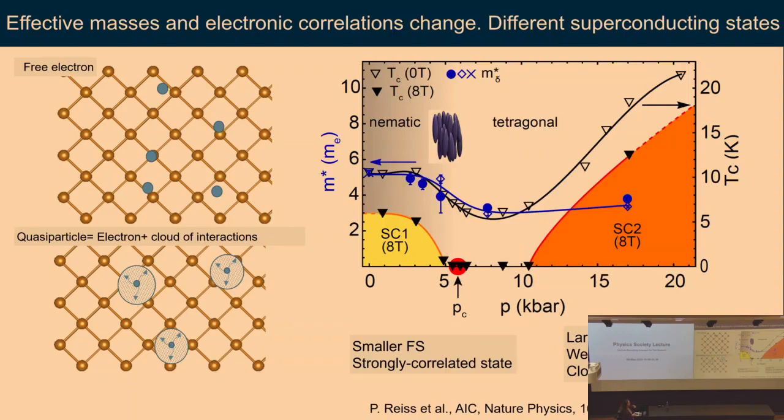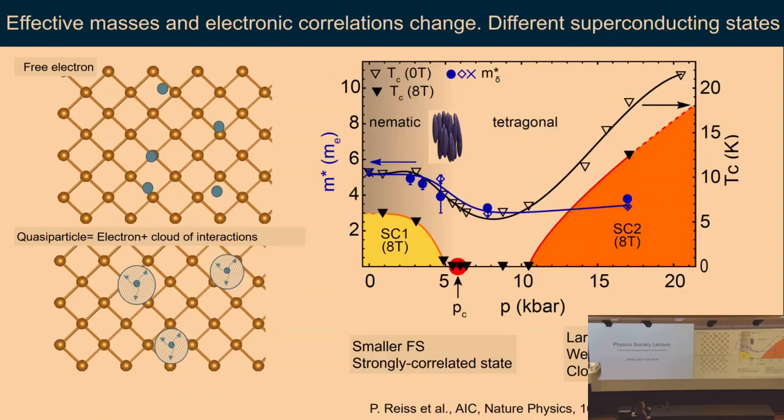And what we learn from here is that the superconductivity emerging out of the nematic phase is a very strongly correlated state, and it seems to follow the behavior of TC. So that means the correlations which lead to mass enhancement must be responsible for the superconducting state itself.